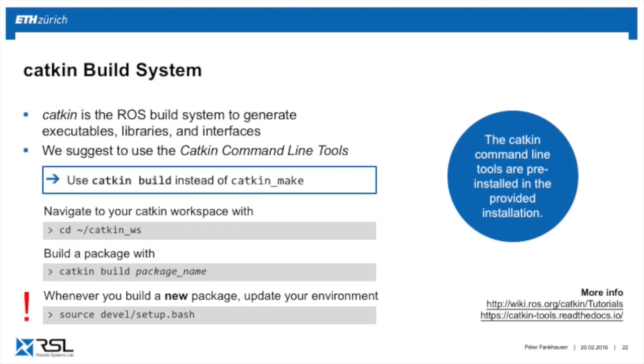Now here's a very important part. Whenever you build a new package, your system should know about it, or must know about it, in order for you to use it. So you have to re-source your console. You can either open a new console, or simply type in source, and then if you're in this folder, devel/setup.bash. This scans your environment again to make sure that the system is aware of your new node, your new package.